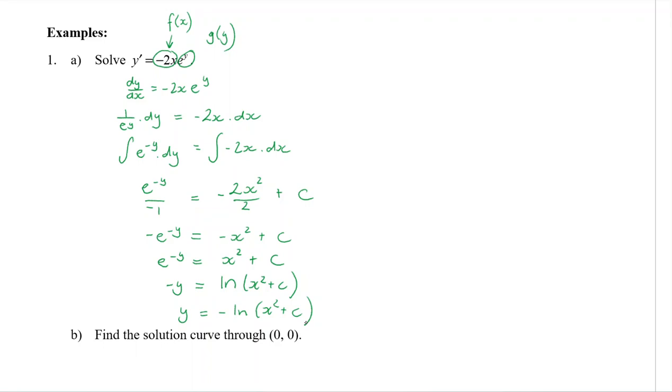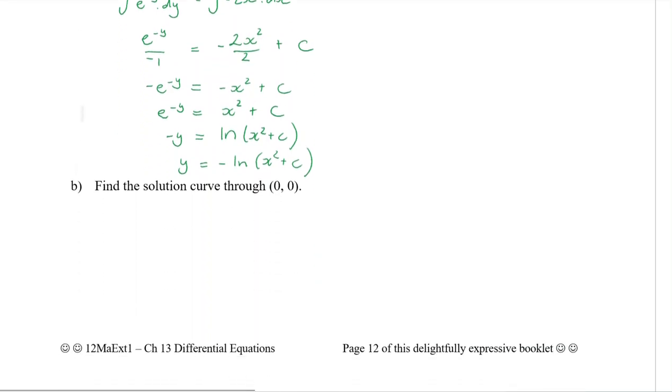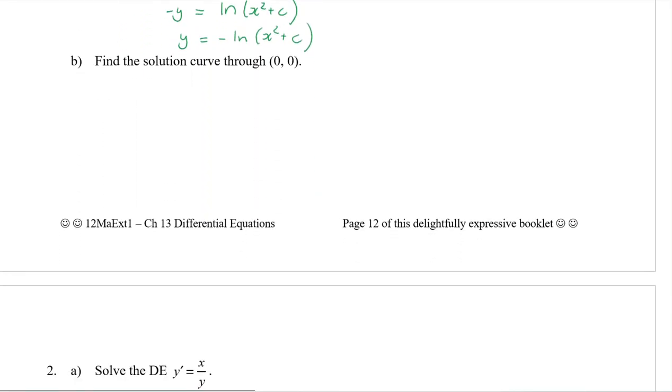Now that is a family of curves because we still have that constant in there, but we are given some information in part B. It says find the solution curve that is going to go through 0, 0. So if I sub that in, I'll be able to find the more specific equation for that particular one. So let's sub in the 0, 0. We get 0 equals minus ln of 0 squared plus c, or just c. So I can just write that as minus ln of c.